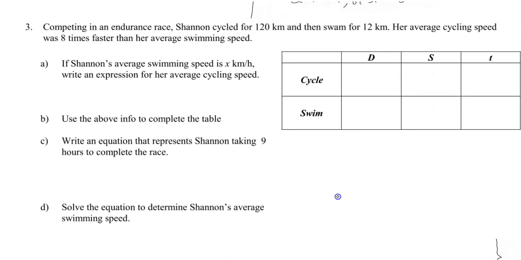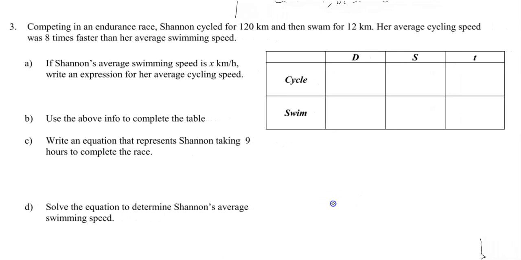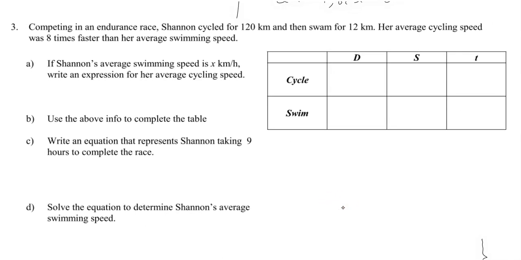Just move this over. Things got slid a bit. Competing in an endurance race, Shannon cycled for 120 kilometers. So that's her distance, 120 kilometer cycle. And then swam for 12. Her average cycling speed was 8 times faster than her average swimming speed. If Shannon's average swimming speed is x, then her cycling speed is 8 times faster. It'll be 8x.